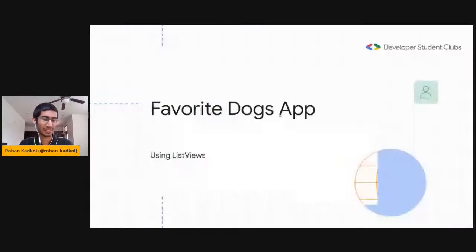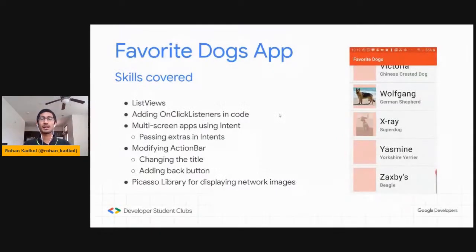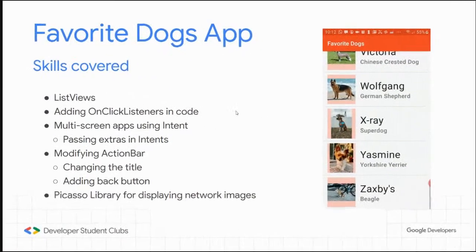And for that, we're going to use Android's, well, now it's outdated, but there's a good reason why we're going to learn it, which we'll talk about later. We're going to use Android's list views. So here's how our favorite dogs app will look. We have a list of dogs, right?